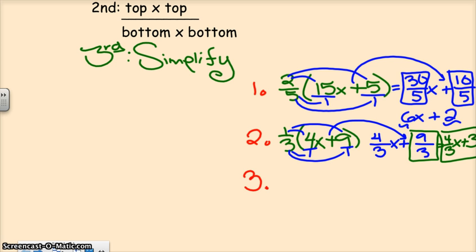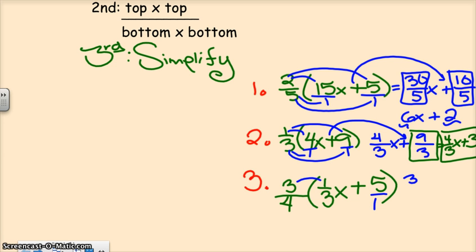Last example. Let's do 3/4 times 1/3 x plus, let's do 5. Any whole number I put a 1. Now I'm going to do top times top over bottom times bottom. 3 times 1 is 3, over 4 times 3 is 12, put the x out there, plus, because there's a plus in the middle here, 3 times 5 is 15, over 4 times 1 is 4.